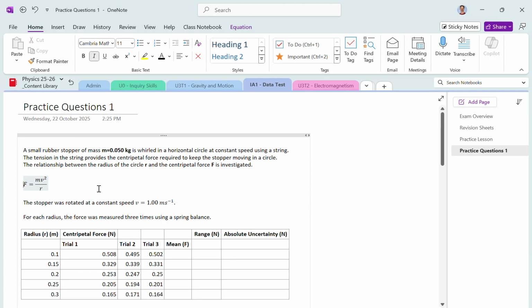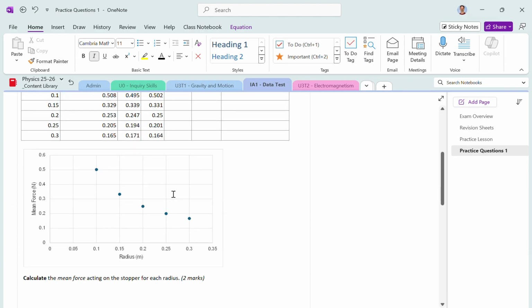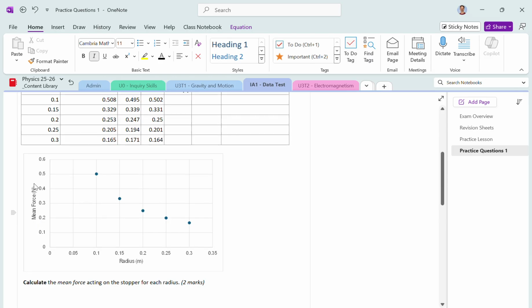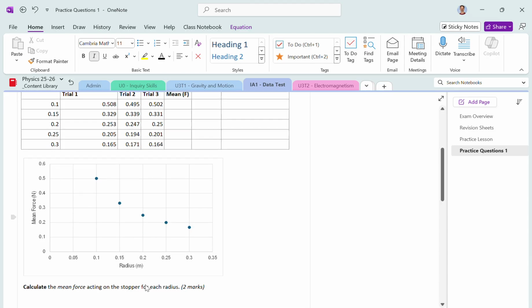F for force equals m for mass multiplied by v squared for the velocity squared divided by the radius. The stopper was rotated at a constant speed of v equals 1 meter per second. So what was changed in this experiment was the radius. The radius was changed and the force was measured 3 times using 3 trials. We can see a plot of the force on the y-axis and the radius on the x-axis.